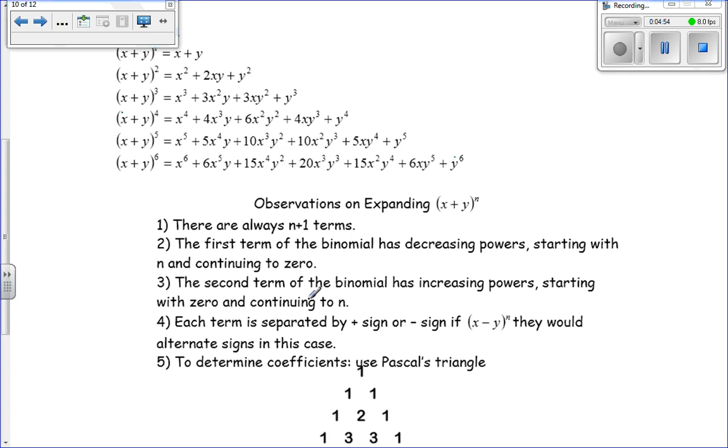Each term is separated by a plus or minus sign. If it was x minus y to the n, minus instead of plus, they would alternate signs. We go positive, negative, positive, negative, positive, negative.